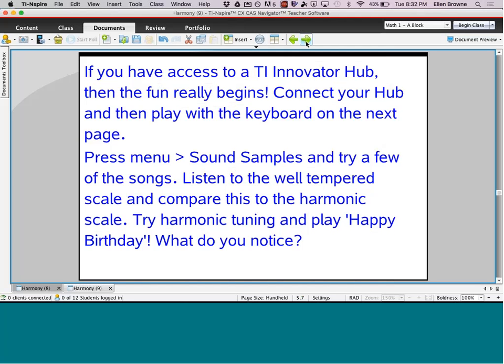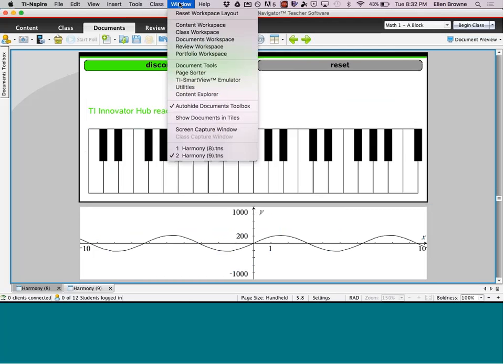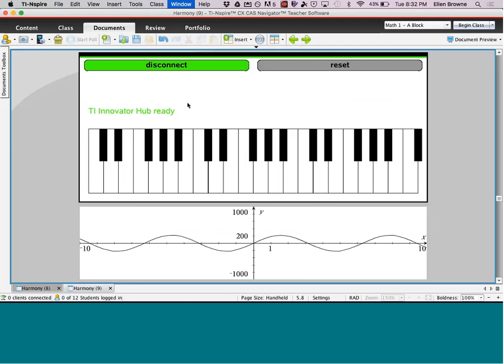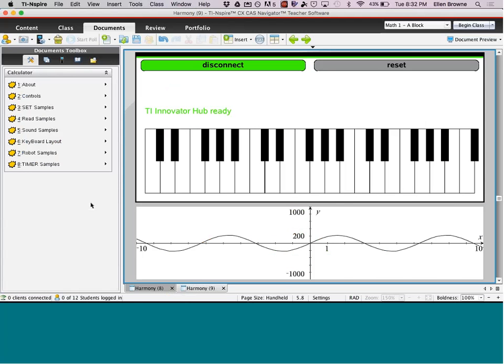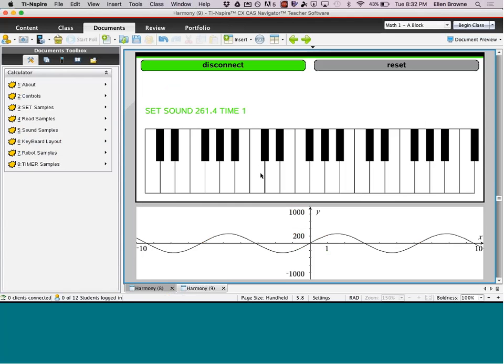If we've got an Innovator Hub, then we can really get down and do some fun stuff with this. We move on. Ellen's got to remember to, let's show the menus for this one. This is a keyboard that's picked up a hub that Ellen's got there, and just hit a couple of notes on the keyboard, please, Ellen. There we go. Can you hear them? Yep, that's lovely. All right, let's play a song.